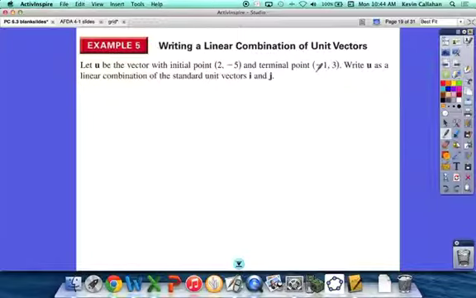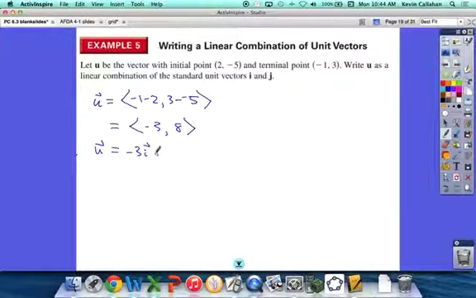Now, if I was going to make the component form, I will call that u. u equals <-1 minus 2, 3 minus -5>, which is <-3, 8>. Okay, that's component form. That's not what we were asked for. We were asked to make a linear combination of the standard unit vectors. Okay, that will look like this: -3i plus 8j.